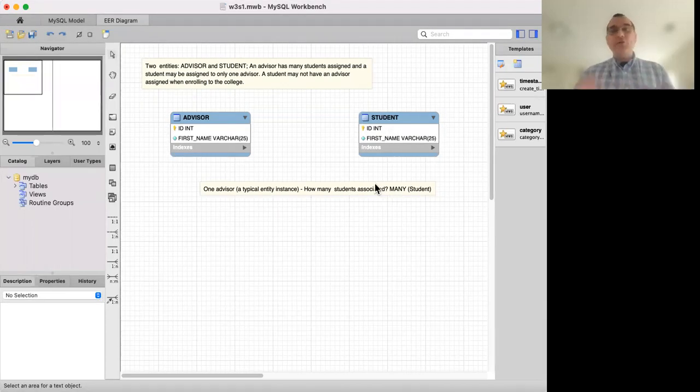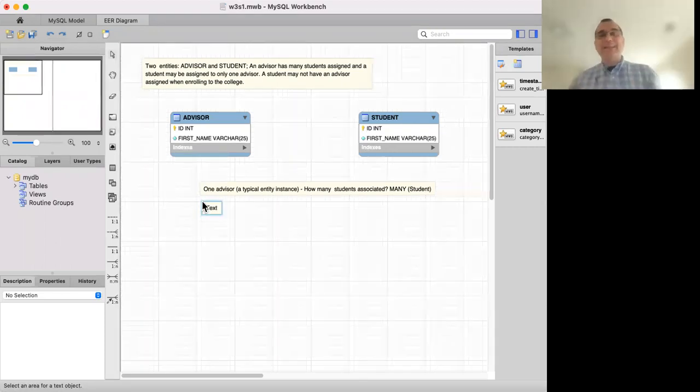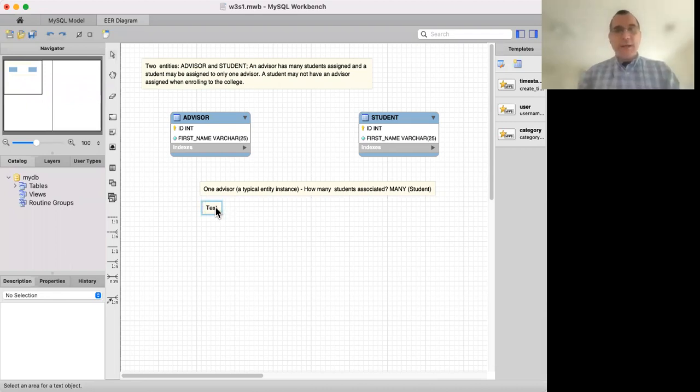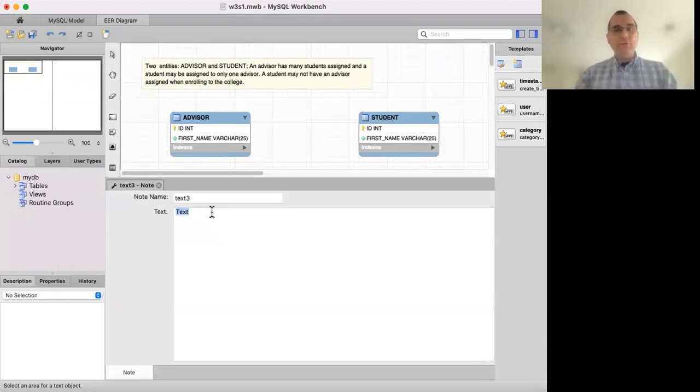Now, it's not enough. Many people will stop here. Many students, when you do the analysis, will stop here, but it's not enough. So the next thing that I need to do is the same thing from the other entity perspective. So now I will take one student, a typical entity instance, again, a typical one. You may have exceptions, but that's in general.